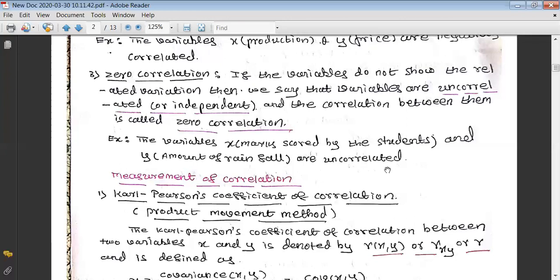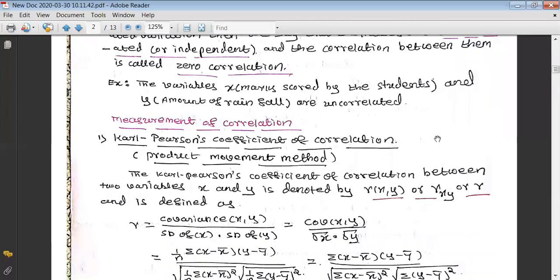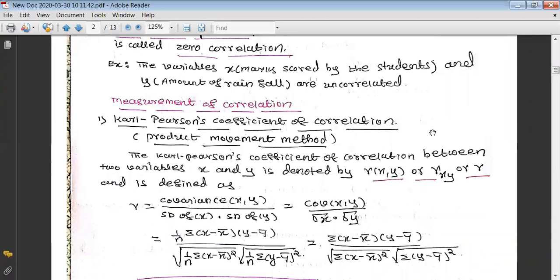Once we understand what correlation is, obviously the next question is, how can one measure that correlation? Correlation coefficient is measured using different methods, but for the syllabus, two methods are specified. One is called Karl Pearson's coefficient of correlation. Another one is Spearman's rank correlation coefficient. First, let us concentrate on Karl Pearson's coefficient of correlation. This method of measuring correlation is also known as the product moment method.